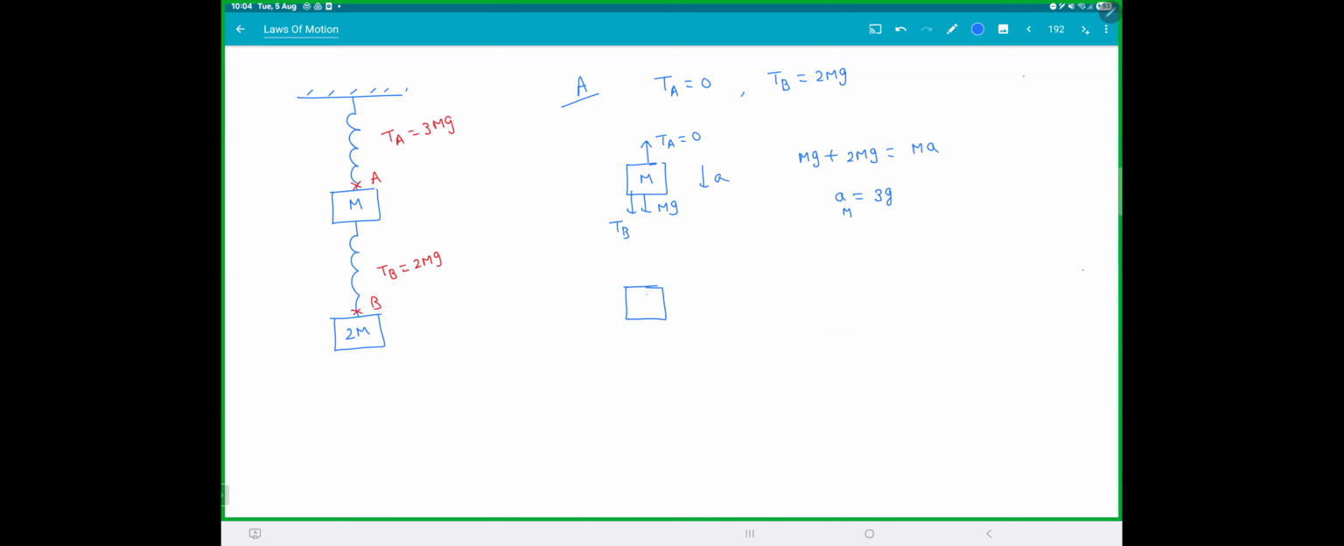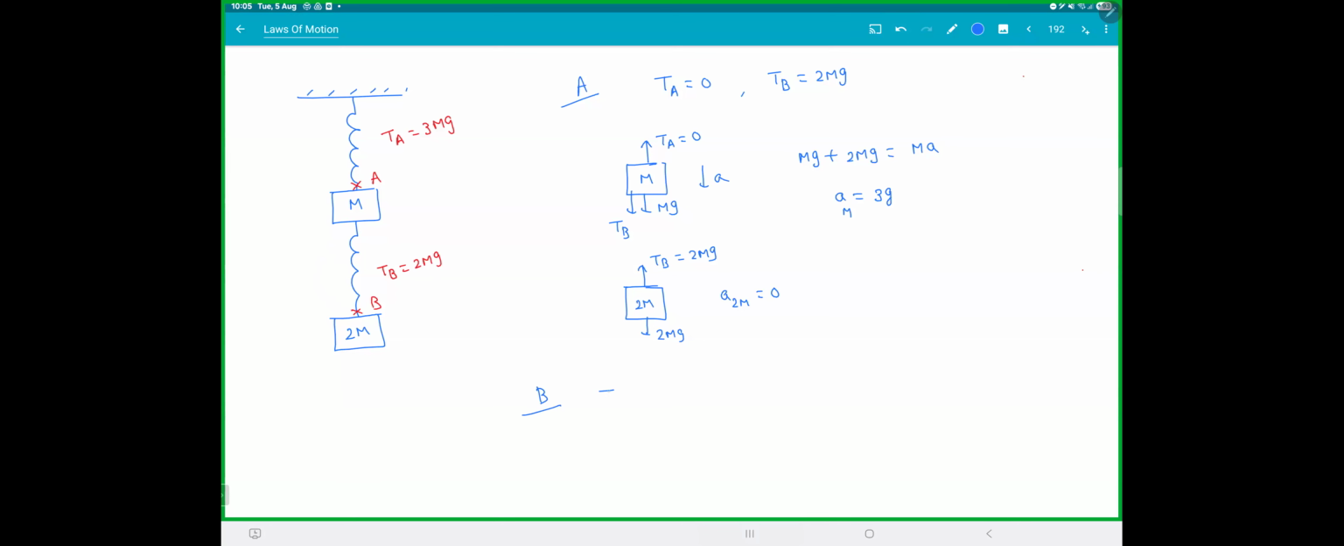Same thing for the 2m block. What are the forces? TB is pulling up, which is 2mg. Your own weight is also 2mg. So the acceleration of 2m is 0. Is that clear, everyone? The moment you cut at point A, block m will move, but block 2m does not know what happened at the top because this spring will not move immediately. It will take time. If you give a millisecond, then the upper block will move down, the spring will compress, and then B also will move. But the question is at the instant when the string is cut. Any doubts on this?